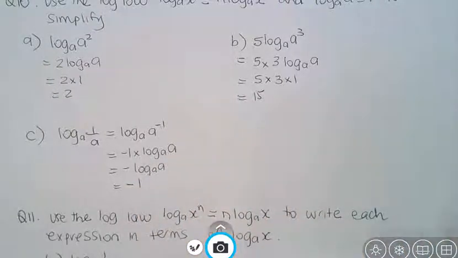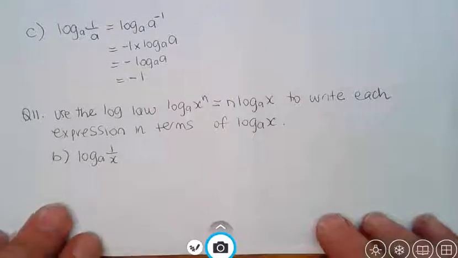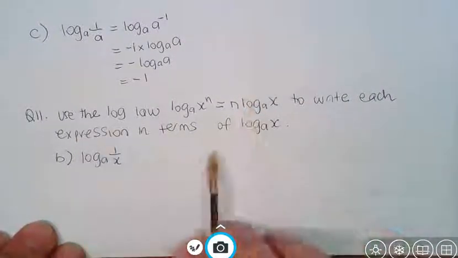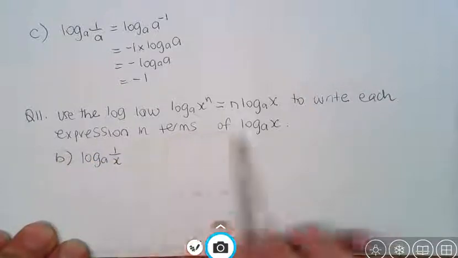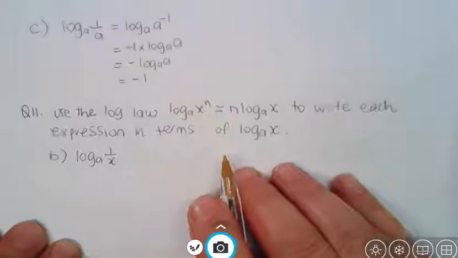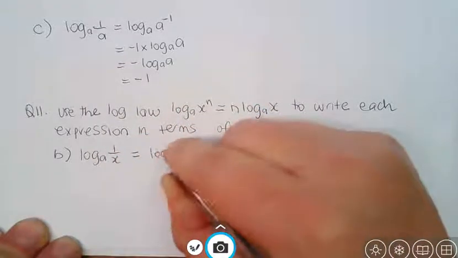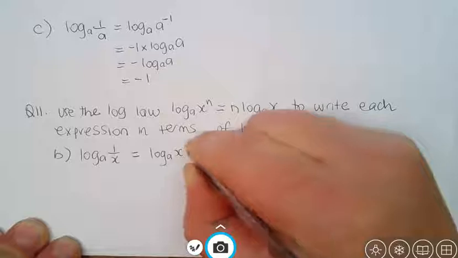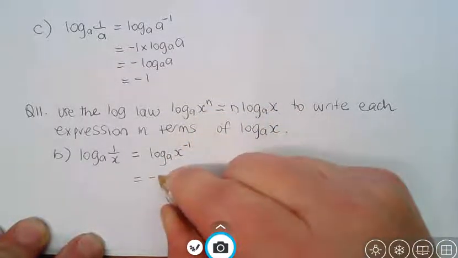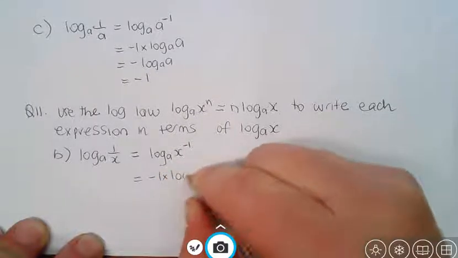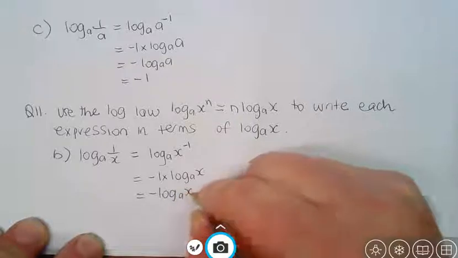Now again, using that same law, this is very similar. We're just wanting to write each expression in terms of log to the base a of x. This is just some examples from question 11. We know that log to the base a of 1 on x is log to the base a of x to the power of -1, and so the power just comes to the front, so it's -1 times log to the base a of x, which is just the negative of log to the base a of x.